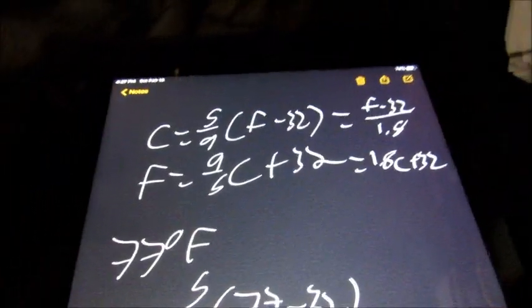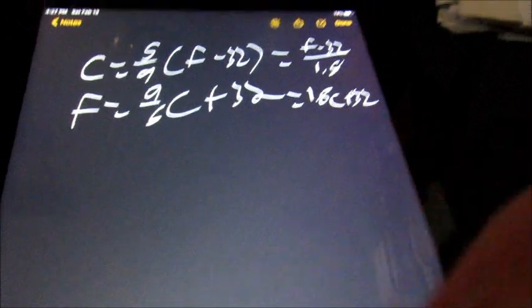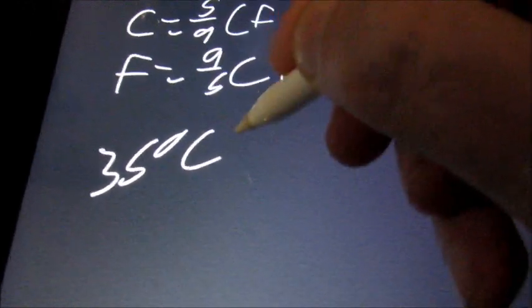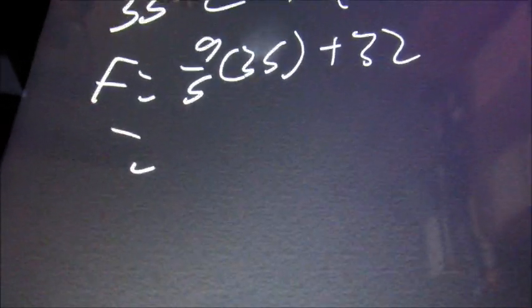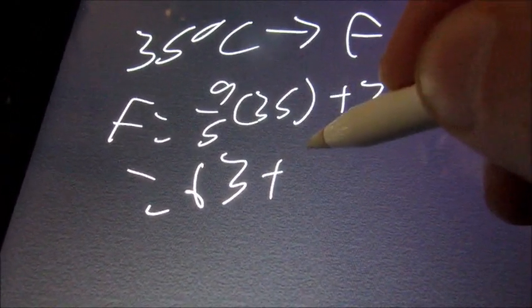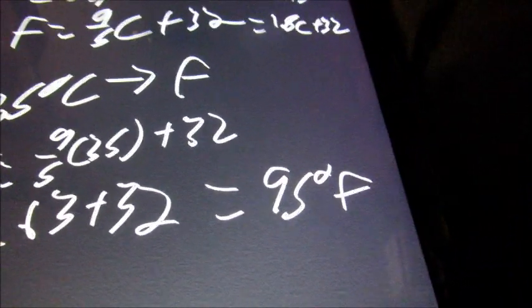And then the next one I'm going to do is going the opposite direction. So I'm going to start with 35 degrees Celsius to go to Fahrenheit. So I'm going to say that Fahrenheit equals 9/5 times 35 and then plus 32. Okay, so 35 divided by 5 is 7 times 9 is 63 plus 32. When we add these up, we'll get 95 degrees Fahrenheit.